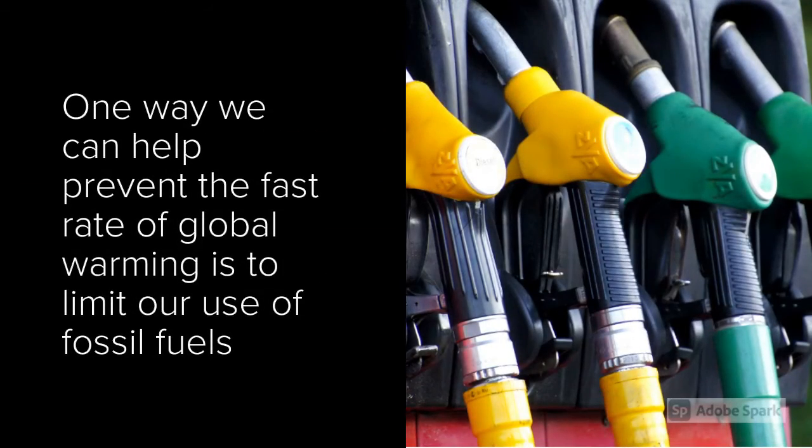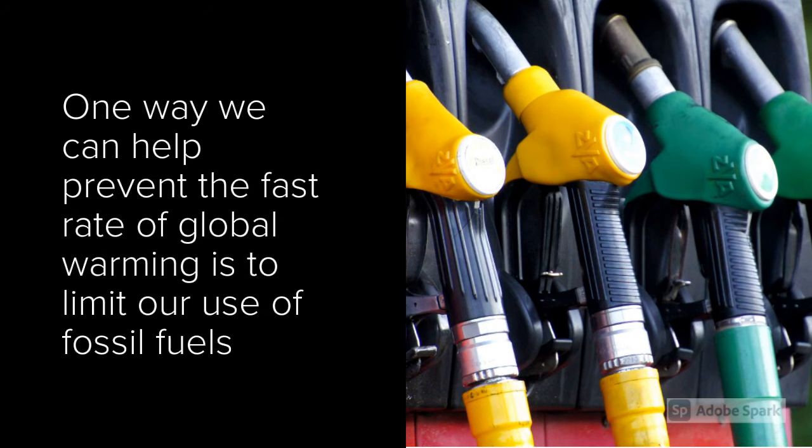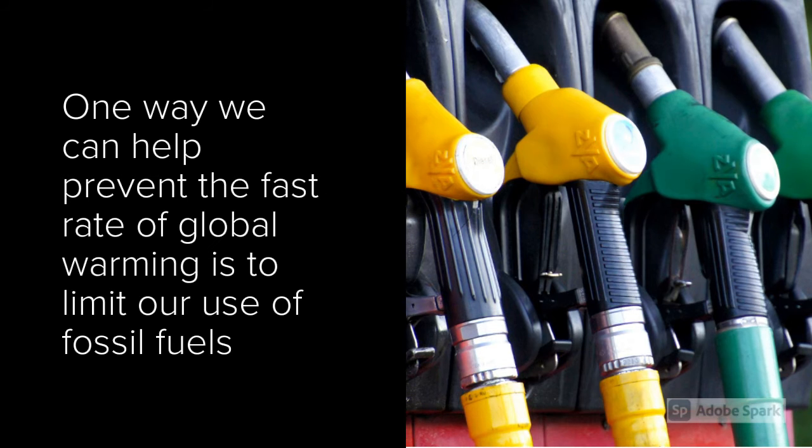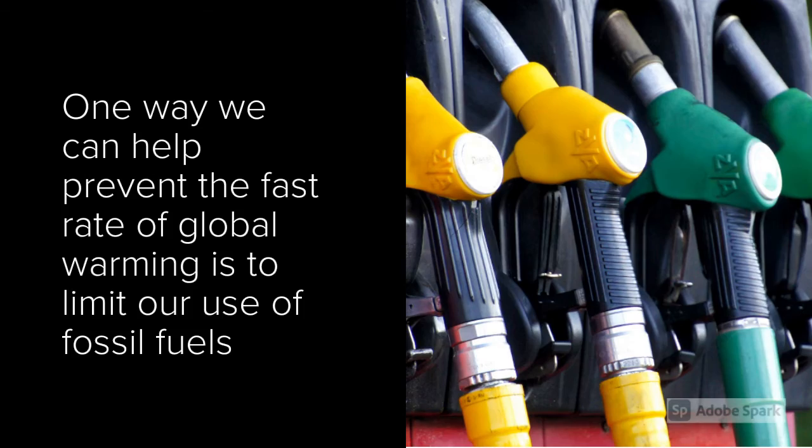One way we can help prevent the fast rate of global warming is to limit our use of fossil fuels. Instead of driving on your daily commute to work or school, try riding your bike, carpooling, or using public transportation at least 1 day a week.